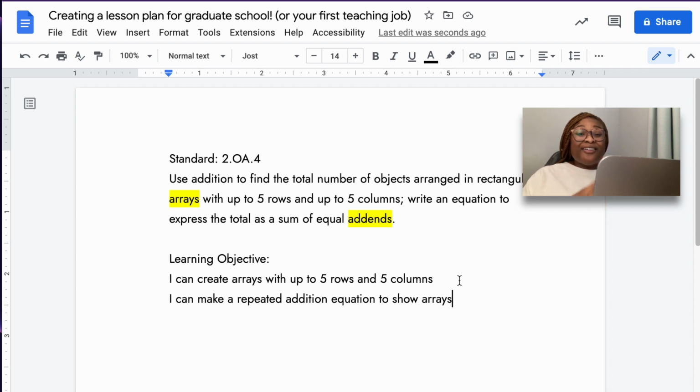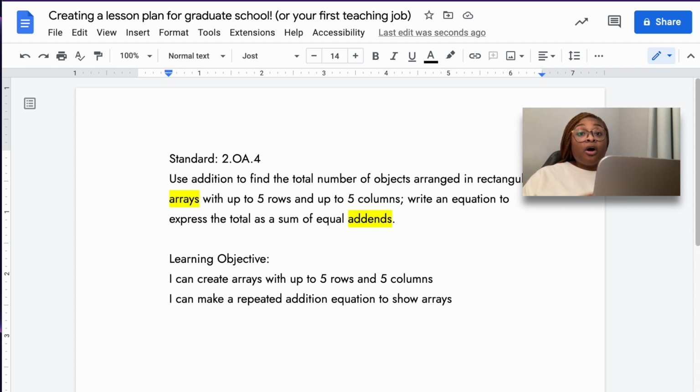Okay, so now that we have our standard chosen and we have our learning objective done and settled, we have begun with the end in mind. What are the kids going to need to know how to do? They're going to need to know how to create a 5x5, okay? And they're going to need to be able to make an equation out of it. Next thing I'm thinking about are essential questions. What questions will they be able to answer at the end of my lesson?